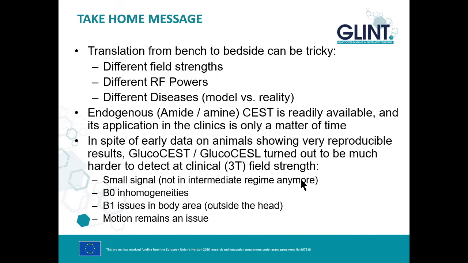But as for GLUCOCEST, it was very reproducible. There were many groups who did the same thing and could reproduce the results in small animals. It turned out to be harder to detect at clinical field strength, and I'm not talking about 7T, because the signal is small, there are problems with B0 and B1 inhomogeneities, and there are also problems of motion. So with that, I would just say that GLUCOCEST might actually be the killer application for human 7T scanners, but who knows? Thank you.